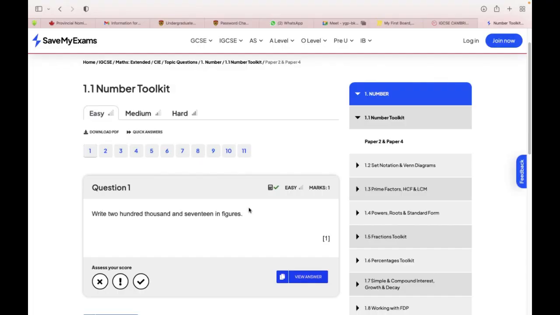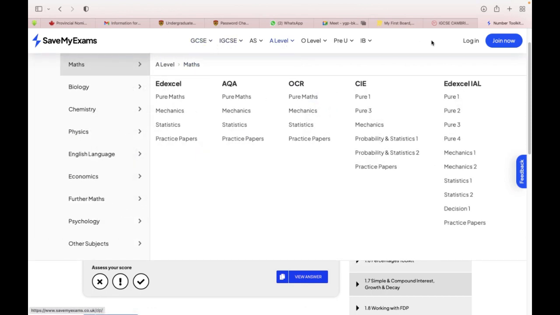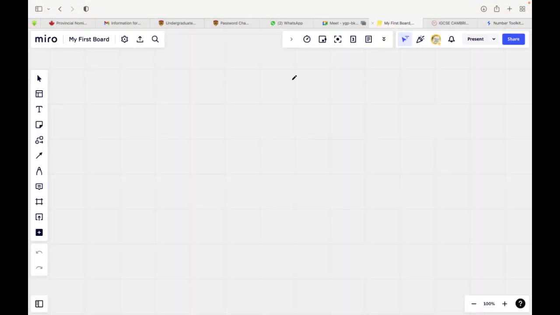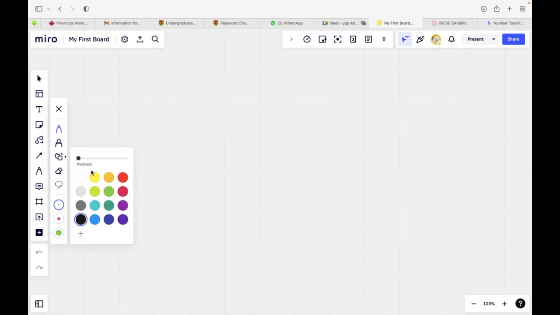If the ones that are too easy, we can skip them. Is it right? This first question, is it right? 200,017 in figures. So they say we should write it in figures, right? So how do we write that in figures? $200,017.